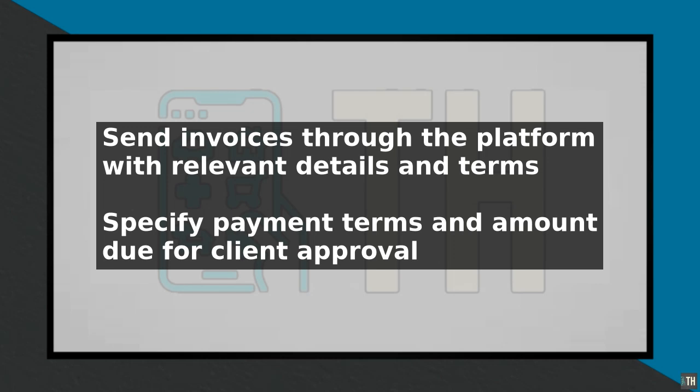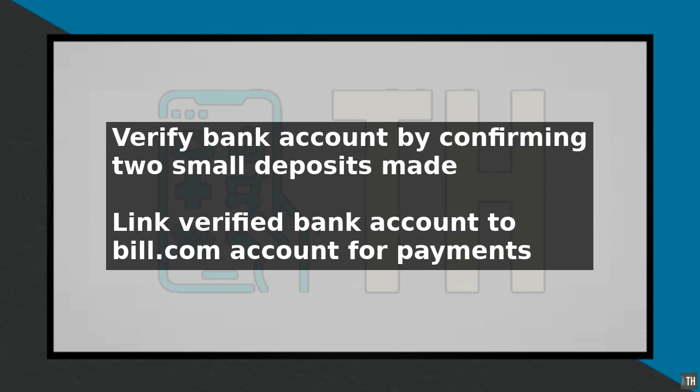To receive payments on Bill.com, you need to have a verified bank account linked to your account. To do this, navigate to the Payment Options tab and click on Add a Bank Account. Enter your bank account details, including the routing number and account number, and verify your account by confirming the 2 small deposits made by Bill.com. Once your bank account is verified, you can receive payments from your clients.